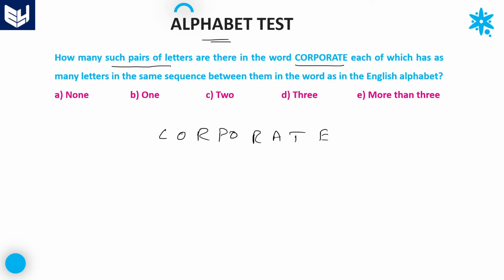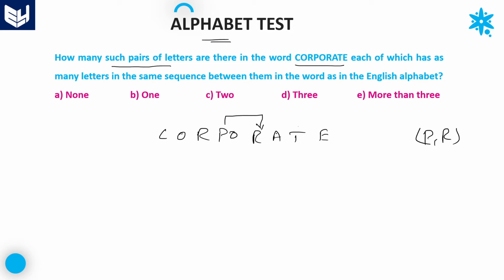C, D, E, F, G, H, I, J, K. No pair is formed. With O, P, Q, R, S, T, no pair is formed. With R, S, T, U, V, W, no pair is formed. And with P, Q, R: Q and R. Here P, Q, R. This is one word. PR is one pair.